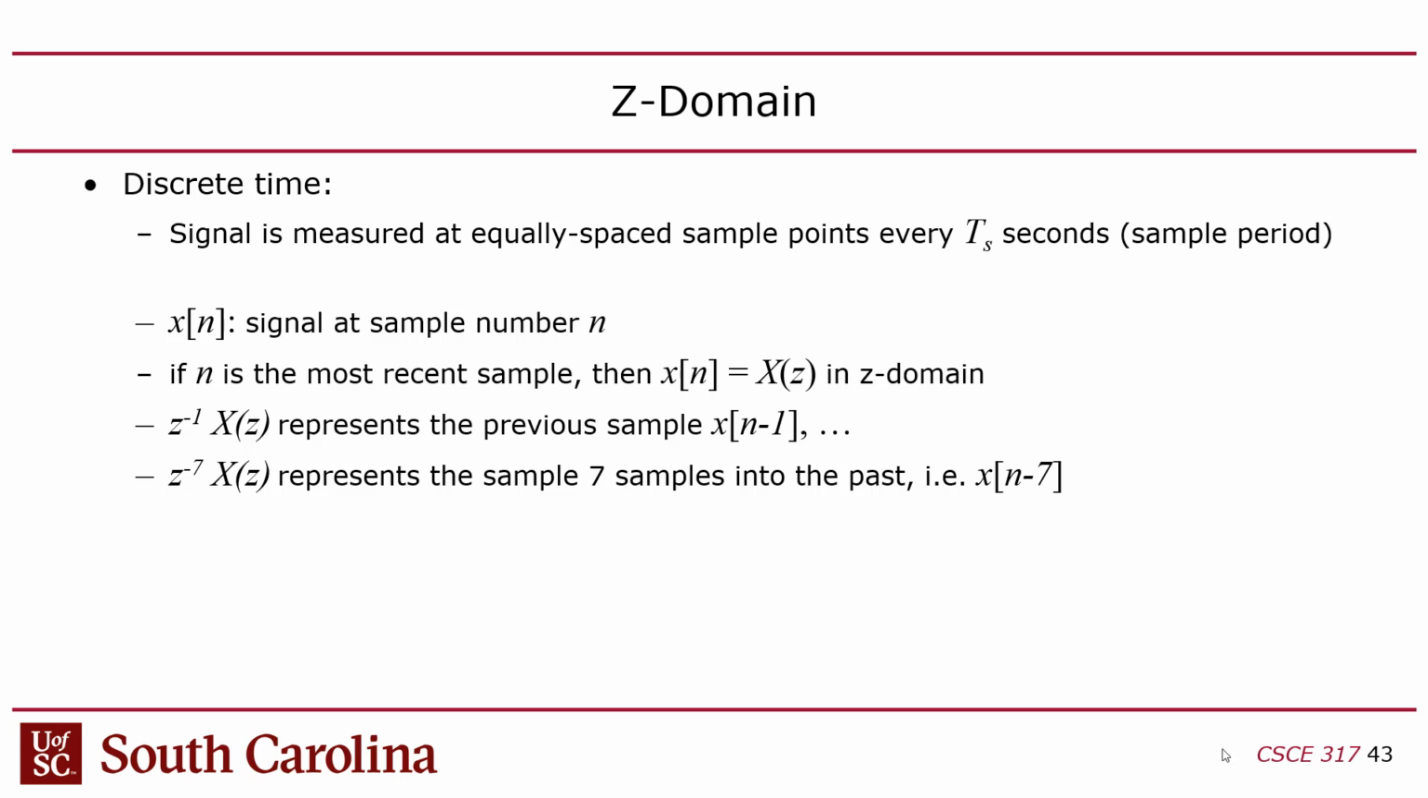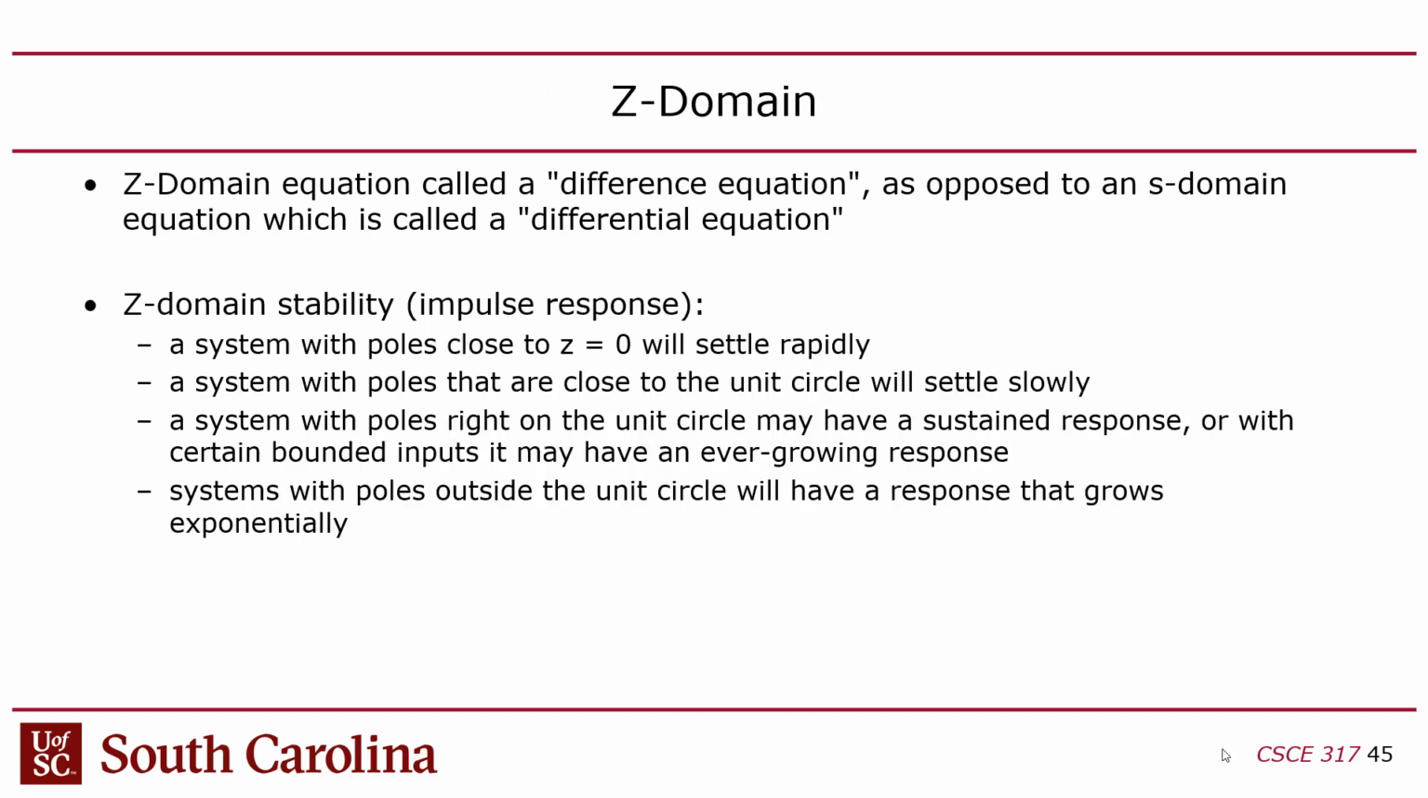Now, the reason this is significant is because this now makes it directly possible to implement this in C code. Because all you have to do is take your samples and put them in a shift register. And you can tap the shift register and you can get these values. Does it make sense? Can't do that with a regular system, or S-domain rather. But there are some other differences here. A Z-domain equation is actually called a difference equation. It's not called a differential equation.